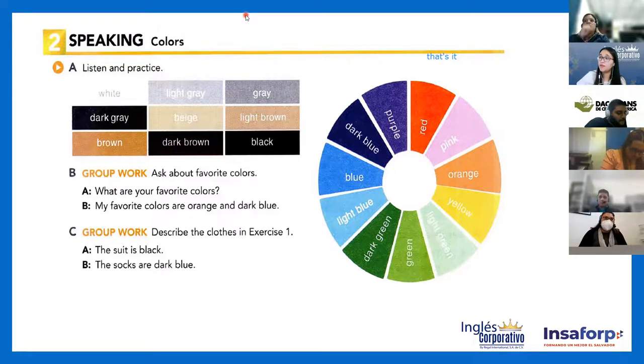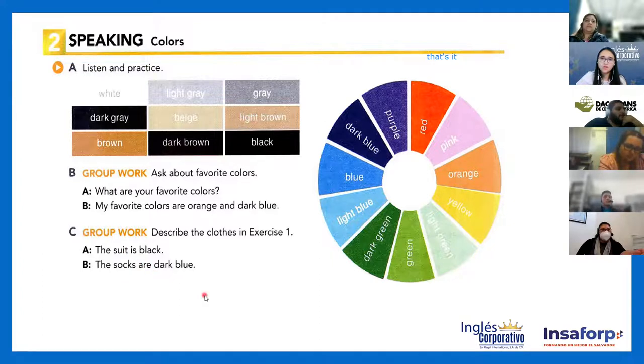Okay, you have three, right? Three colors. Okay, thank you, Jose. Okay, what is the position of the colors? We can say the suit is black and the socks are dark blue, right? Usualmente a veces decimos the socks are color blue. No, we cannot add color because we don't use it, right? We just say, oh, the cell phone is black, just the color.